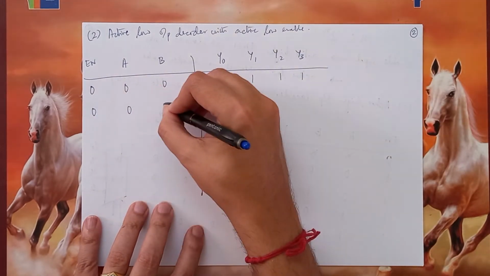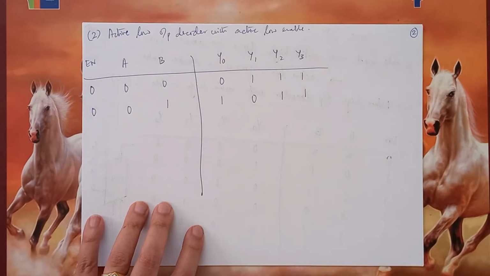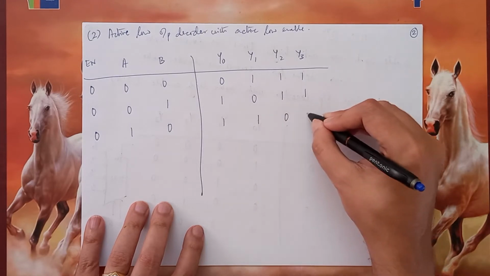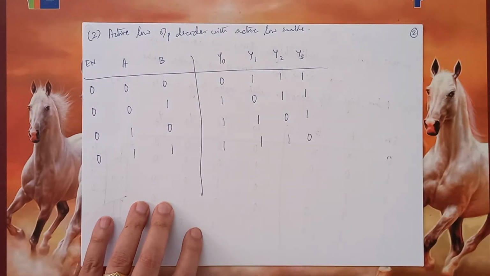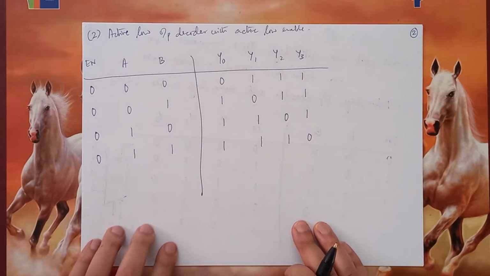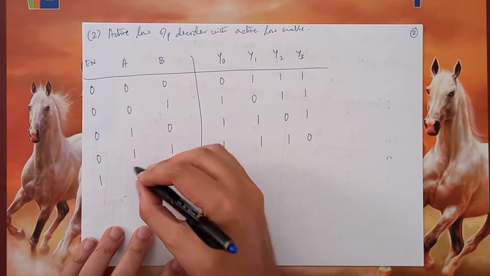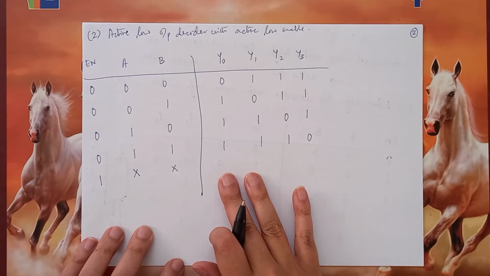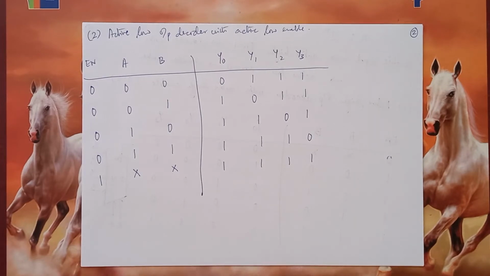If enable is 0 and A and B are 0, 1, then Y1 will be 0 and the others will be 1. This is the normal function of the decoder. But if enable is made 1, then the decoder is deactivated, and it does not matter what A and B are, all the outputs are deactivated. Deactivated means what? It is active low, so all of them are high. This is the meaning of active low enable and active low outputs.